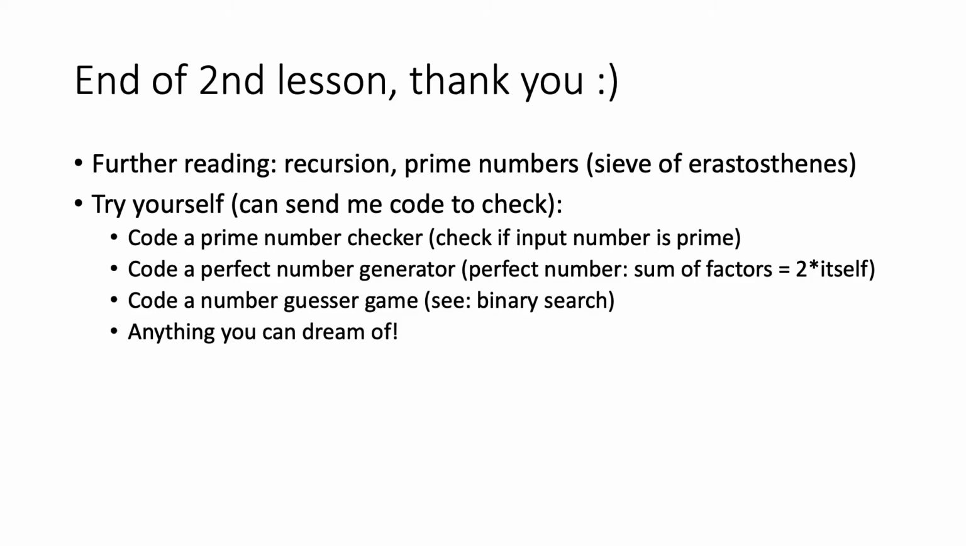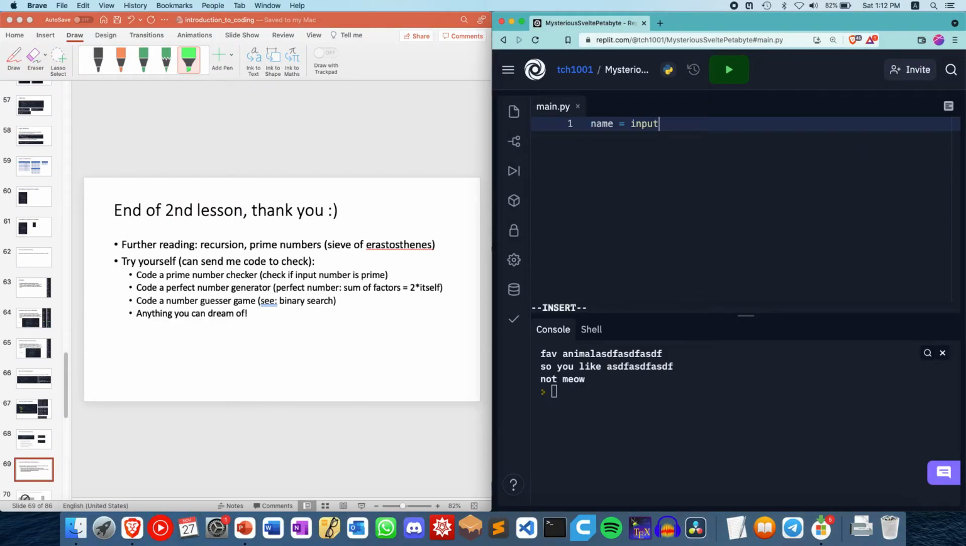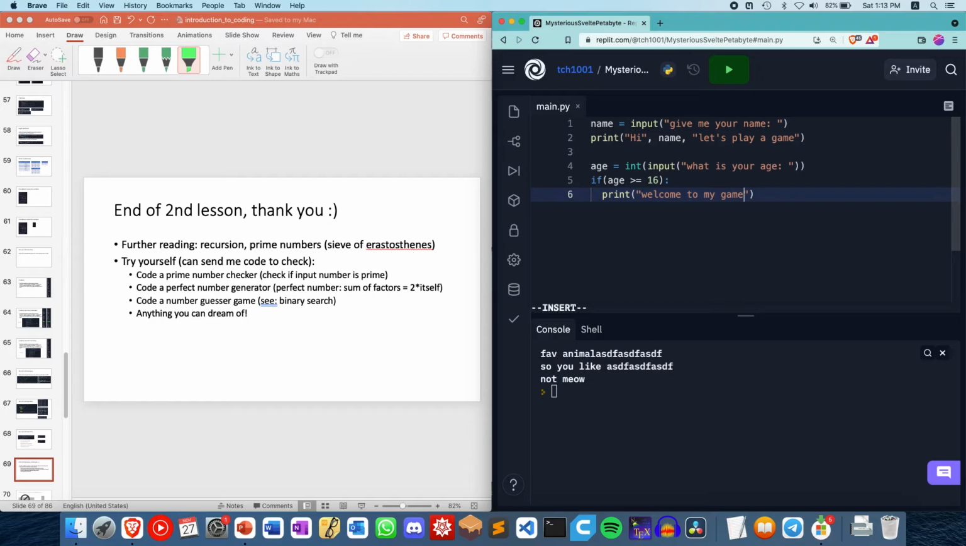And basically with these four, you can start to code a game already, right? Because you can imagine that if you take user input, for example, name equals input, give me your name, right? And then you can say print hi name, and then we can say let's play a game. And then from there we can say perhaps our game is NC16, so we can only allow people 16 and above to play it. So we say what is your age, right? So we convert it to an integer. We say if age is greater than or equal to 16, print welcome to my game, right? Otherwise print bye bye, you're too young.